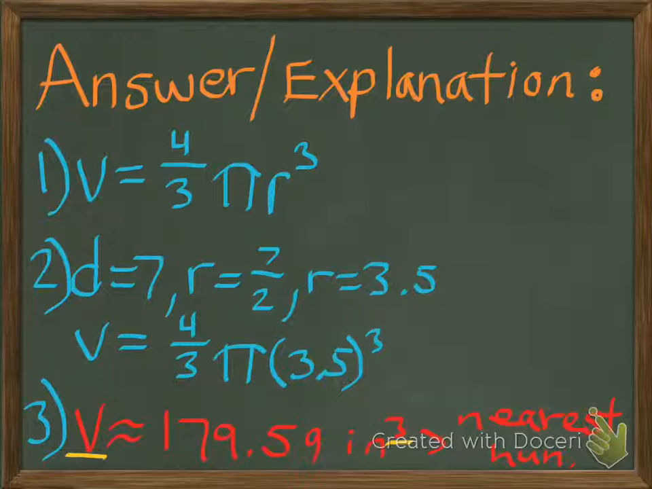So now we plug in the radius. So now the formula is volume equals 4/3 pi parentheses 3.5 cubed. When we work that out, we get volume equals 179.59 inches cubed to the nearest hundredth. Because it's volume, we cube it. We have to remember that.